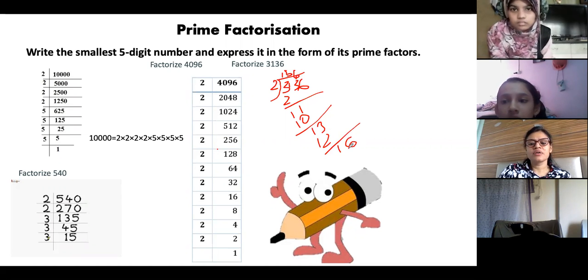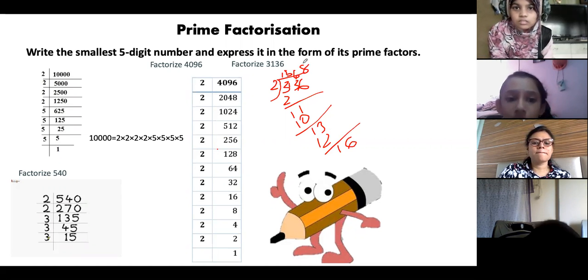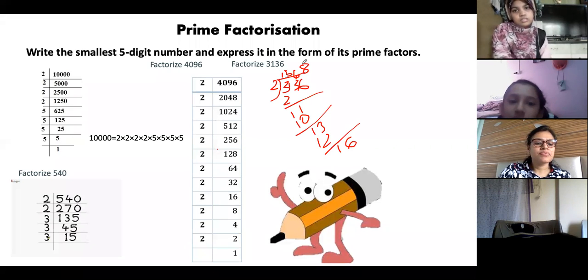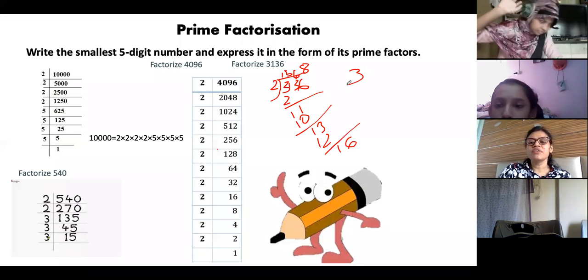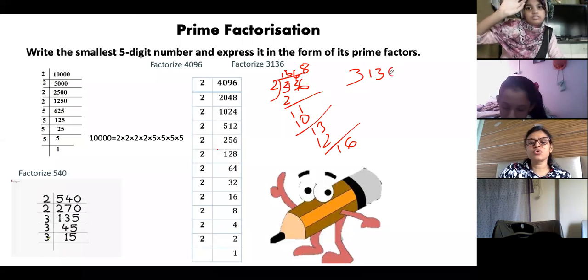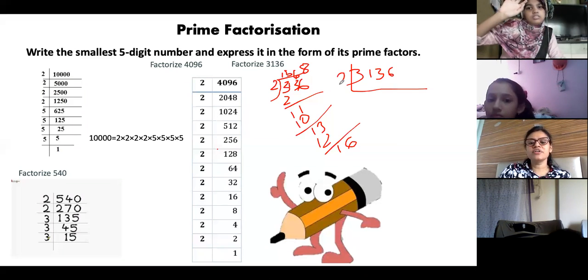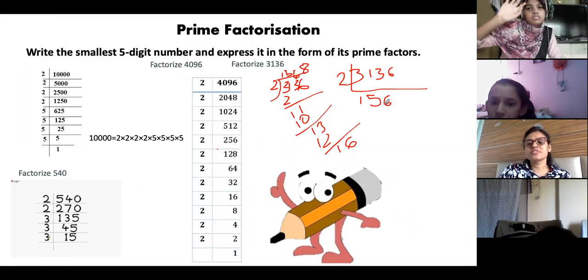And that is for 2, right? What if there was another number like 3 or 5? Then in the same way you have to divide. Usually, because of practice, we don't do this rough work. We just do it directly here only. So I divided by 2 here, and my answer is 1568. So 1, 5, 6, 8.